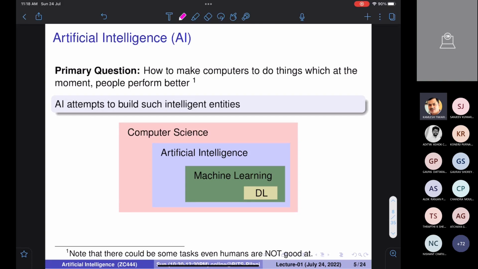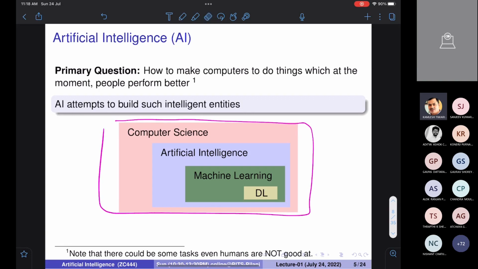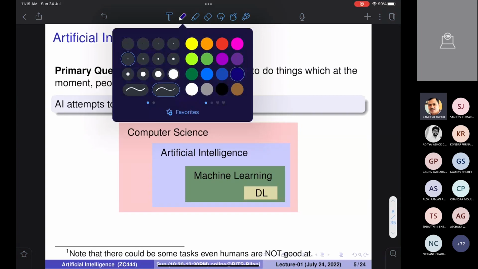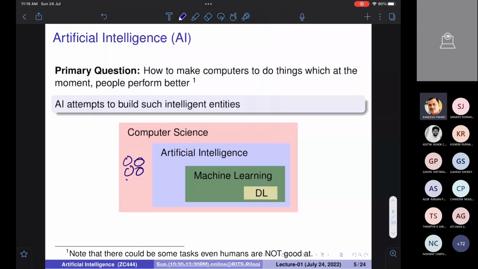So from the very outside, whatever we are doing here is computer science, CS. And in computer science there are multiple things, such as artificial intelligence. Some people are working on networks, some people are working on operating systems, and so many other things. Artificial intelligence is also something that people do.